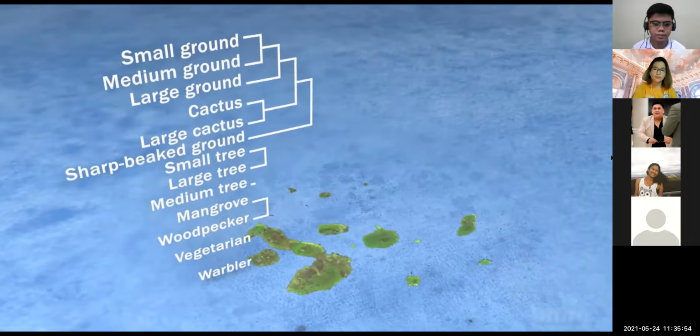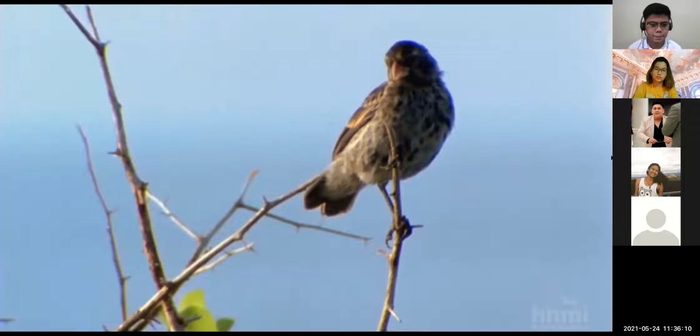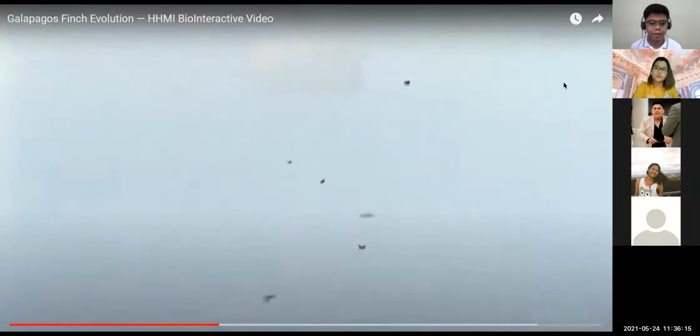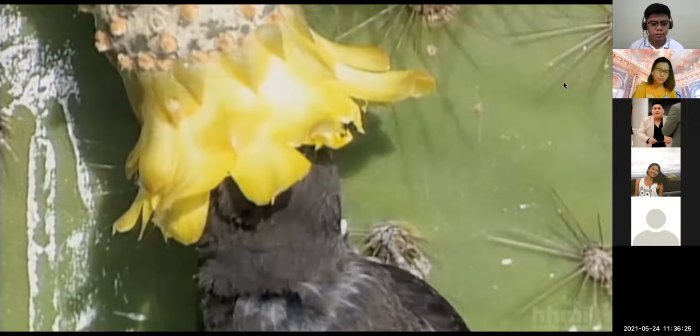Well, now we know from DNA evidence that all of the finches are more related to each other than any one is to a species on the mainland. And that tells us only one species arrived on the archipelago and diversified into the 13 species that we see nowadays in the Galapagos. So they've all come from a single common ancestor. The question then becomes, how did one ancestral population give rise to many different species, each adapted to a different lifestyle?